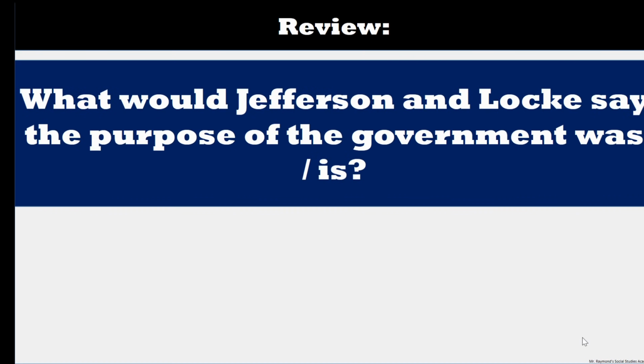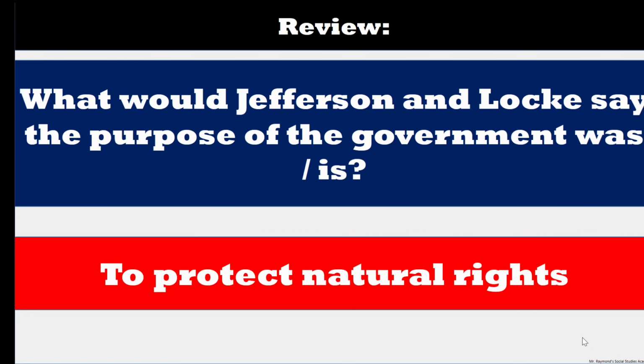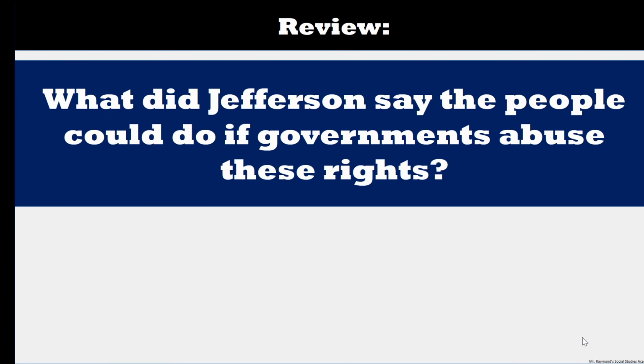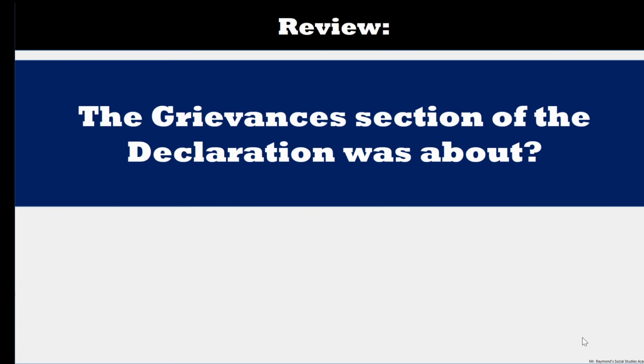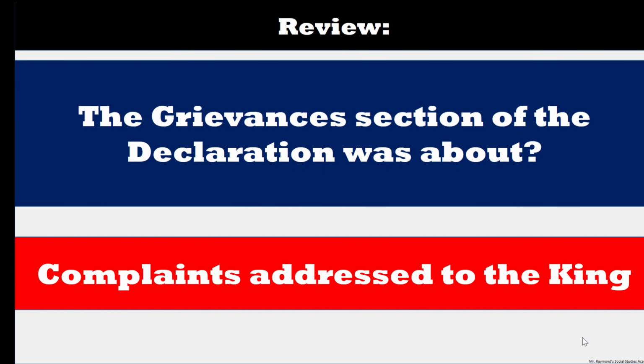What would Jefferson and Locke say the purpose of the government is? To protect our natural rights. What did Jefferson say the people could do if governments abuse these rights? Alter or abolish and institute new ones. The grievances section of the Declaration was about complaints addressed to the king.